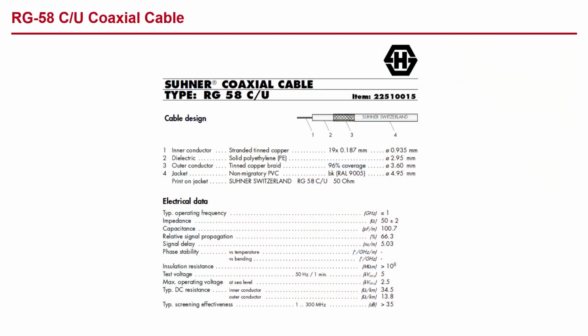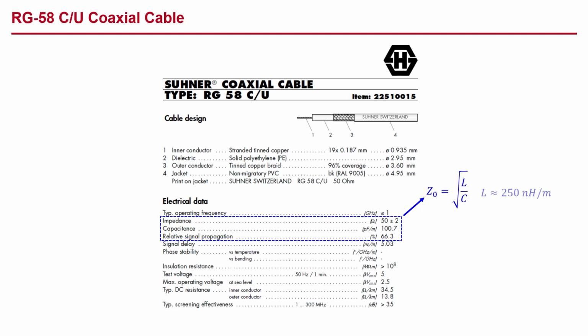Here is an example datasheet for RG58CU cable. The parameters of interest for this discussion are highlighted here. It provides the characteristic impedance and the capacitance per unit length, but not the inductance per unit length. Well, knowing that the characteristic impedance equals the square root of L over C, we can back out an estimated value for the inductance per unit length of about 250 nanohenries per meter.